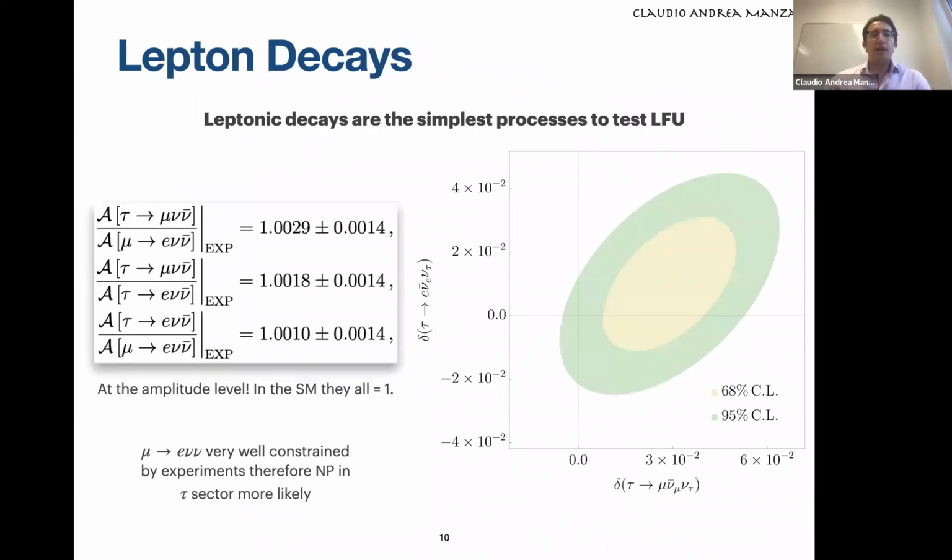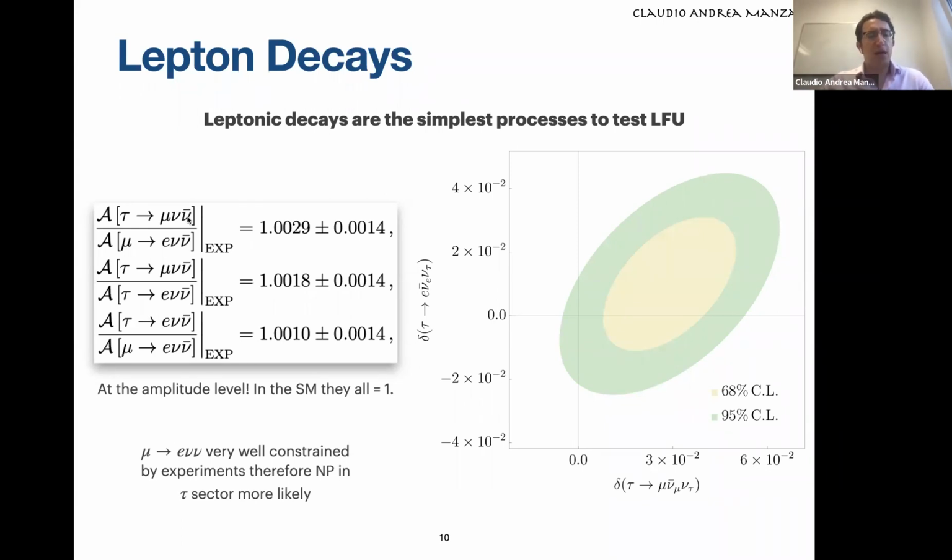So yeah, I was talking about lepton decays, which are the simplest process to test lepton flavor universality, and it is straightforward to see how they are modified by Z prime models. In particular, here you can have even tree-level effects from lepton flavor violating couplings of the Z prime. So let's say a Z prime coupling to muon and electron at the same time. And loop-level effects from Z prime with flavor conserving couplings.